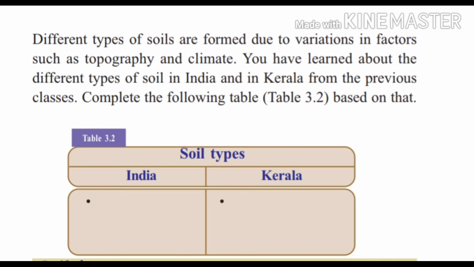There are different types of soil in India and Kerala. You can list out the different types of soil. We have alluvial soil, black cotton soil, red soil, laterite soil, and desert soil in India. Here we have laterite soil, coastal alluvium soil, and black cotton soil in Kerala also.